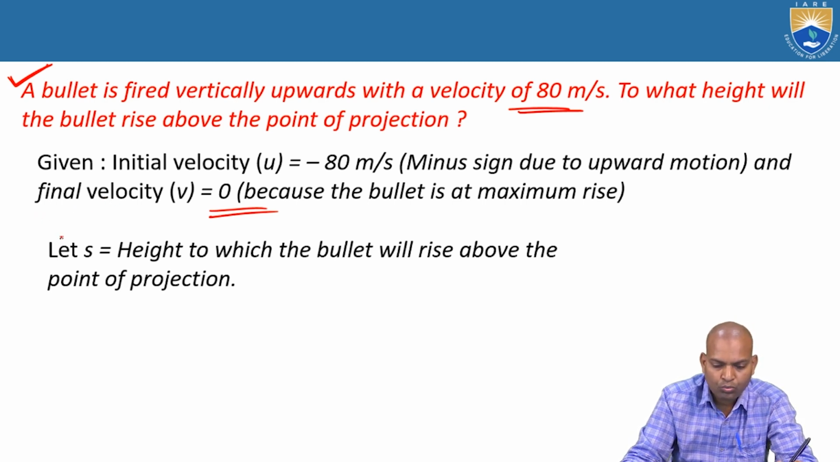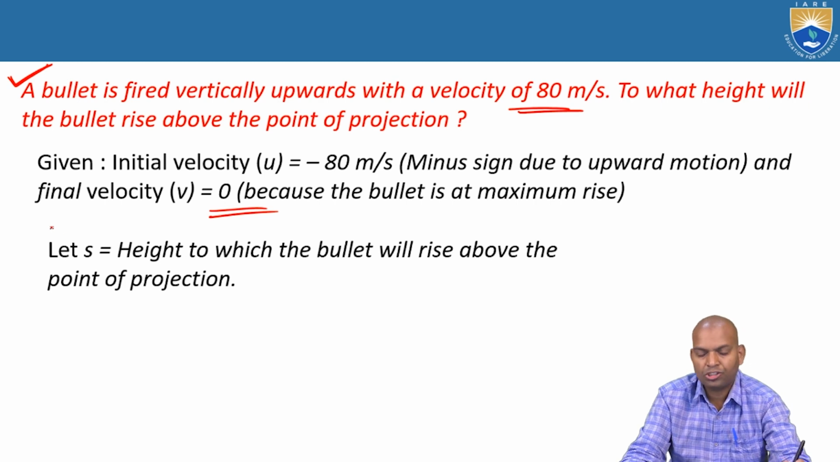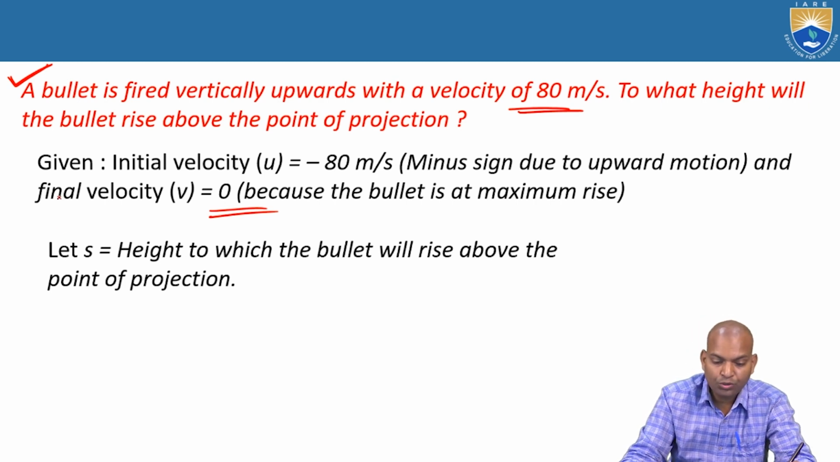So we know three equations of motion: final velocity v = u + gt, s = ut + ½gt², and v² = u² + 2gs. These are the three equations of motion. We have to use them based on the data. What is the equation here? Initial, final, we need s.